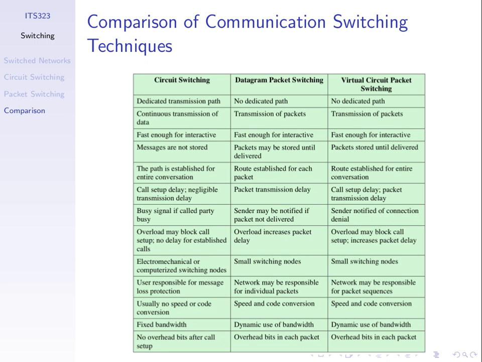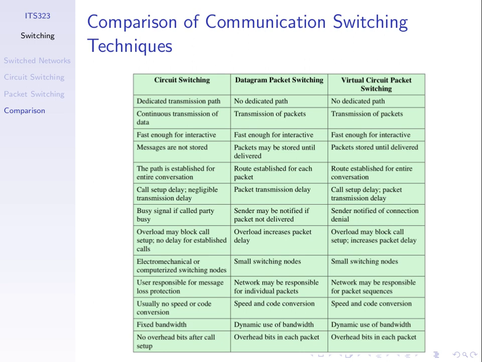What happens if things go wrong? If in circuit switching we try to connect to a destination and that destination is busy, then we may get some response back saying the destination is busy. We don't have that concept in datagram packet switching. We may send data, it may not be delivered, and we may get some notification our data wasn't delivered. And similar to circuit switching, in virtual circuit packet switching, we may try and connect, and it's possible that the destination says, no, I cannot set up a connection, denying the connection.